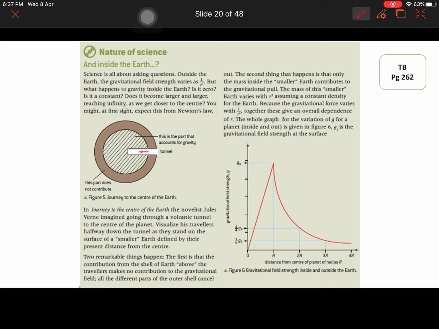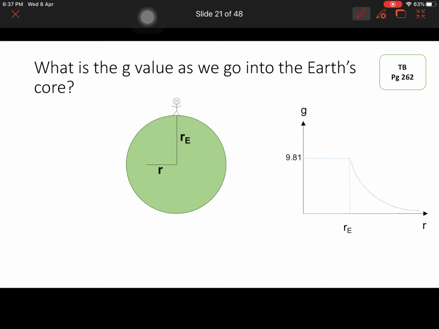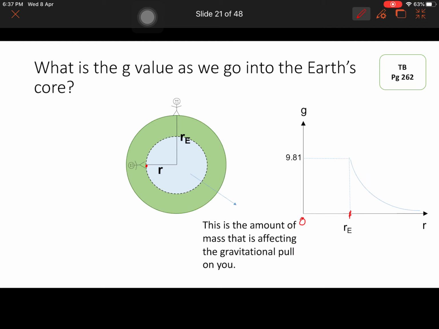As we go towards the center of the Earth, into the core of the Earth, what is G going to be? So let's work that out. What's the G value as we go into the Earth's core? We know that at the surface of the Earth, it's inversely proportional to R squared. So what about from the center of the Earth all the way to the Earth's surface? First thing you need to know is that this blue part here that I've shaded, assuming I'm standing at this point here, is the amount of mass that's going to be affecting the gravitational pull on me.